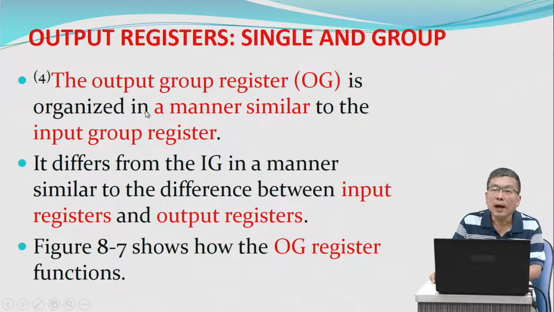The output group register, OG, is organized in a manner similar to the input group register. It differs from the input group register in a manner similar to the difference between input registers and output registers. Figure 8.7 shows how the OG register functions.